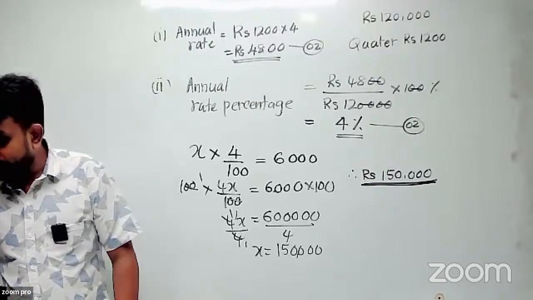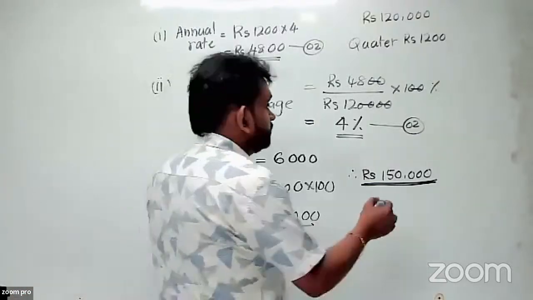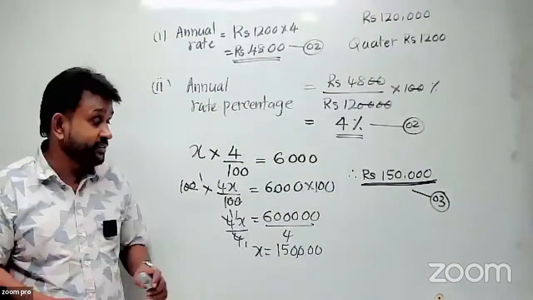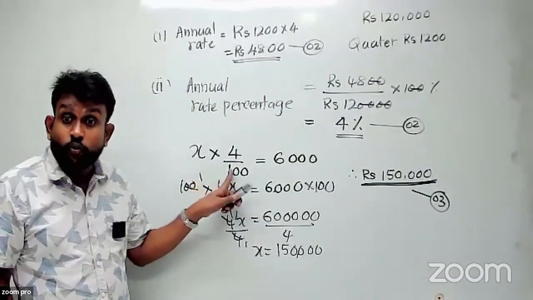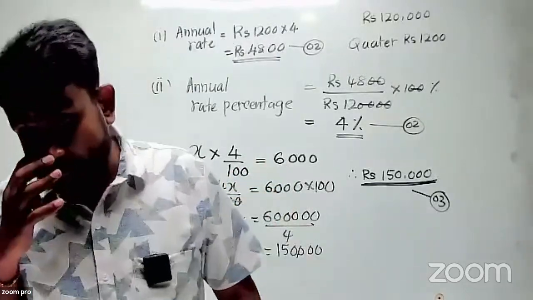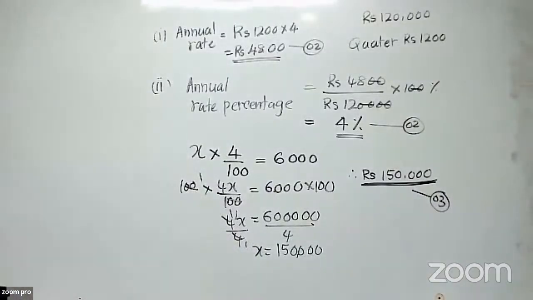Okay. So that part you have 3 marks. Taking new annual assessed value as x, and of that 4% equal the new rate 6,000. Just what question you have?